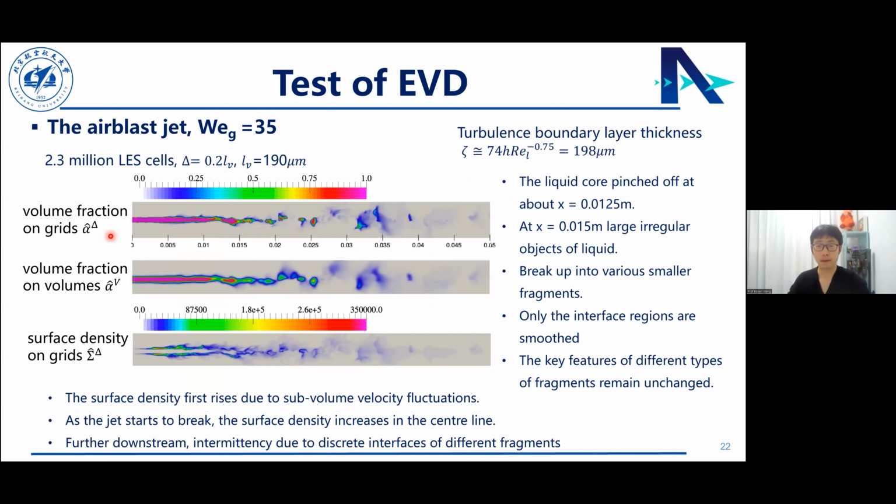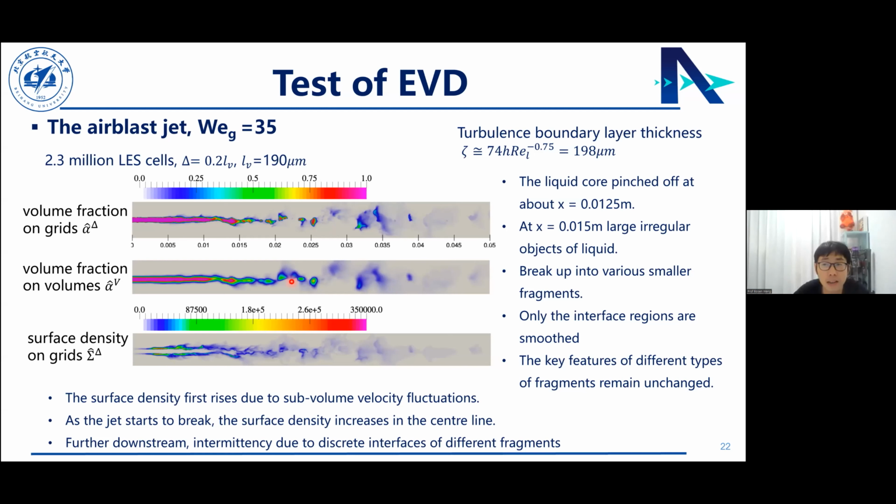Since we define the volume scale only as the order of the boundary layer thickness, we see that only the interface region is smoothed. The fragments are not smeared out. Another thing is that the key features of different types of fragments are not changed by the volume average.